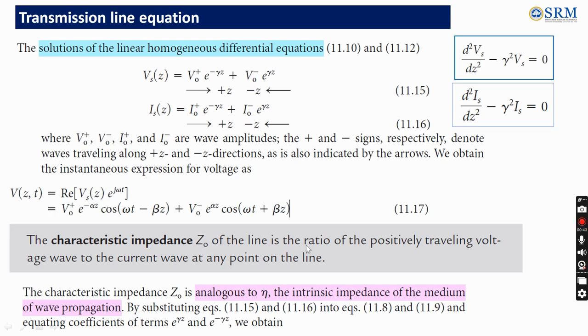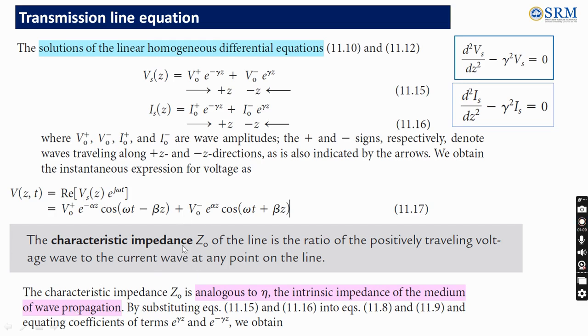Characteristic impedance of the line is going to be the ratio of the positively traveling voltage wave to the current wave at any point on the line. We know that resistance is the ratio of voltage and current. Similarly, the characteristic impedance is the ratio of positive traveling voltage to the current wave at any point. This characteristic impedance is analogous to the intrinsic impedance of the medium of wave propagation.